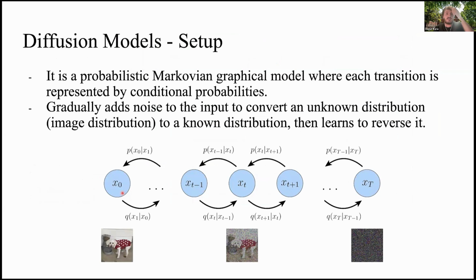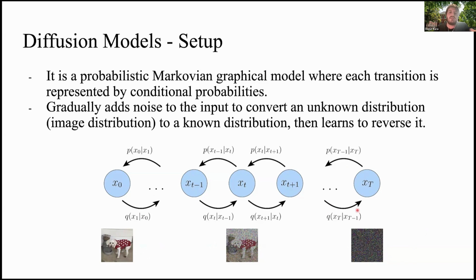So basically, diffusion models are probabilistic Markovian graphical models where each transition is represented by conditional probabilities. To make this a little bit more concrete, let's say we have a sample, an image of a dog, as shown in X0. The idea of diffusion models is that we have an unknown distribution, which is the data set, the set of images that we want to model. We gradually add Gaussian noise to the input to convert it into a known distribution. Theoretically, if we add enough Gaussian noise repeatedly to the input image, then what we obtain is a standard normal Gaussian distribution at the end, which is a known distribution. So basically, we convert an unknown distribution into a known distribution by adding Gaussian noise iteratively.